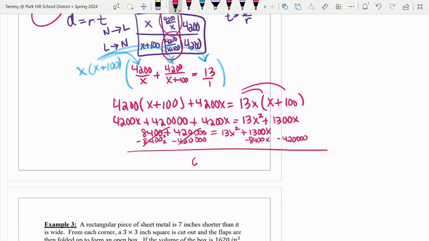That's gone. So I get 0 equals 13x squared minus, so 1,300 minus 8,400 gives me negative 7,100x minus 420,000. So this one I'm going to use the quadratic formula.